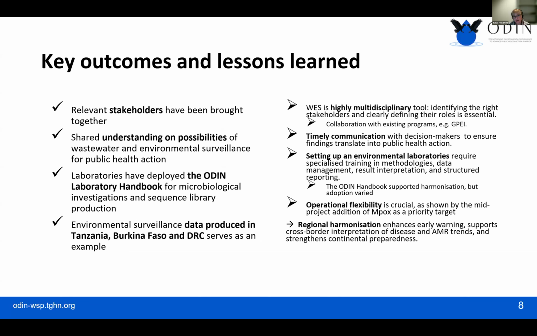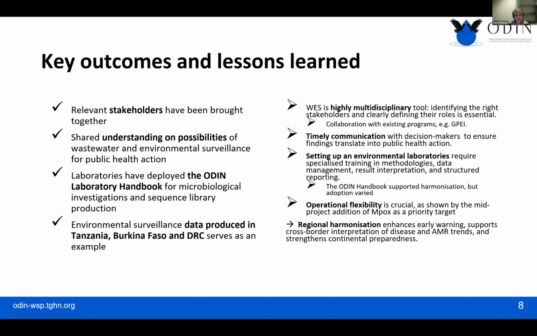Some key outcomes and lessons learned throughout this work. So what we have already achieved is that we have been able to bring together the relevant stakeholders. We have shared understanding on the possibilities of this wastewater surveillance, environmental surveillance for public health action. The local laboratories, 4 of them, have really deployed the ODIN laboratory handbook for these microbiological investigations, and the sequence library production has begun.